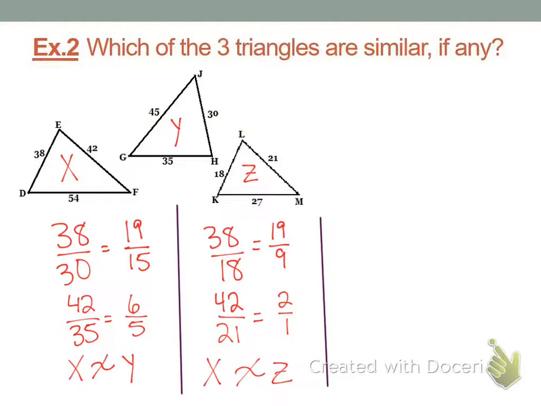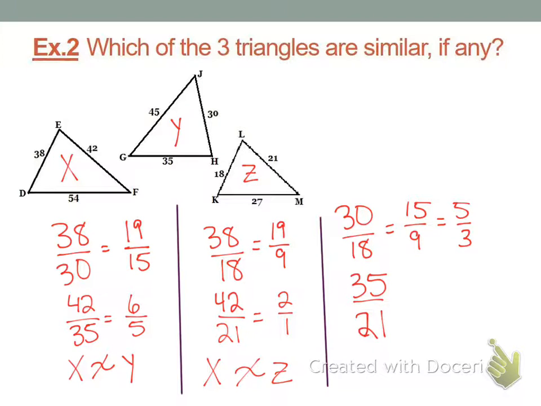Smallest side of y compared to... 18 simplifies to be... sure, but that can go further. 5 to 3. 5 over 3, okay. The next side for triangle y is the 35 compared to 21, right? Divide by 7, we again get 5 over 3.